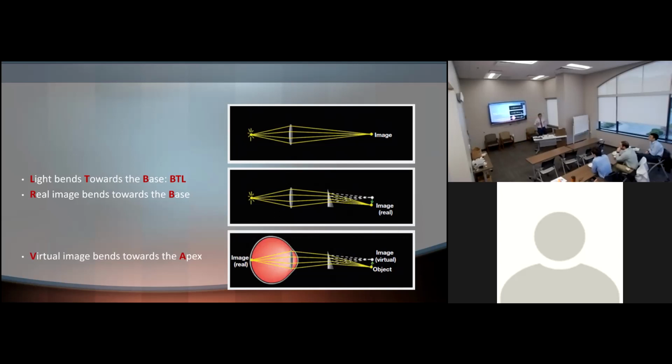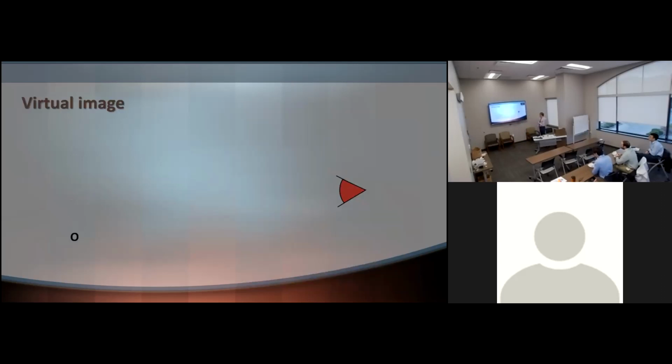It is mainly for testing purposes. So just keep two concepts here. The lights will bend toward the base and the virtual image will go to the apex. Let's reflect more on this concept, because I did not understand it at first until I made this animation.